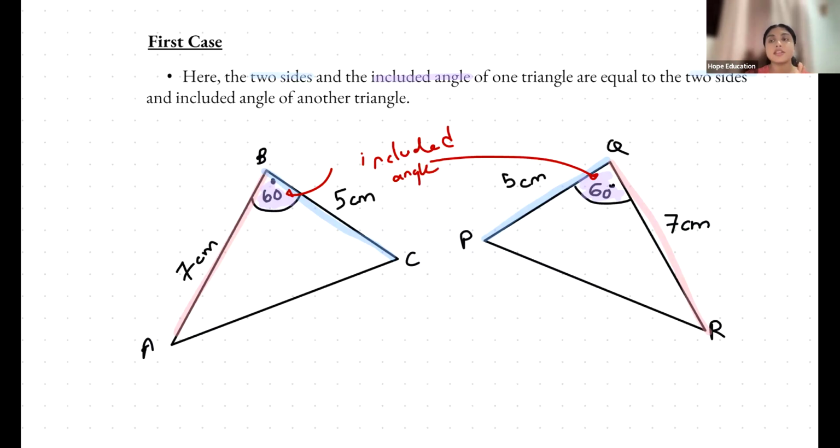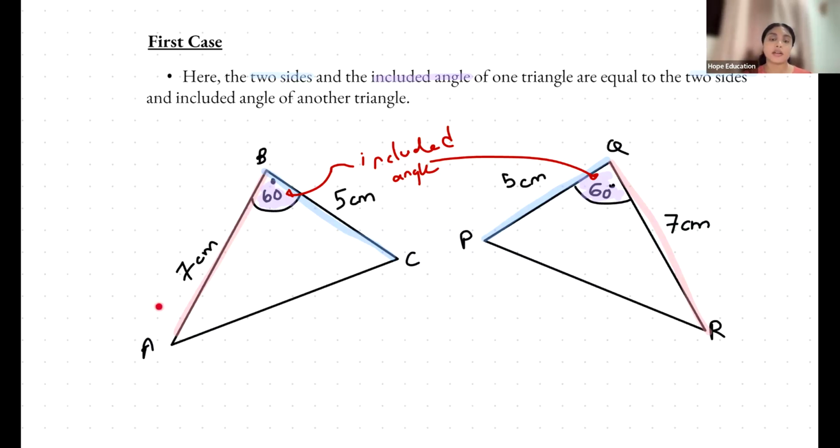If two sides of one triangle and the included angle are equal to the two sides and included angle of another triangle, we can say the two triangles are congruent. That means when you keep them on top of each other, they perfectly fit. They perfectly coincide with each other. Okay? I will explain it one more time.